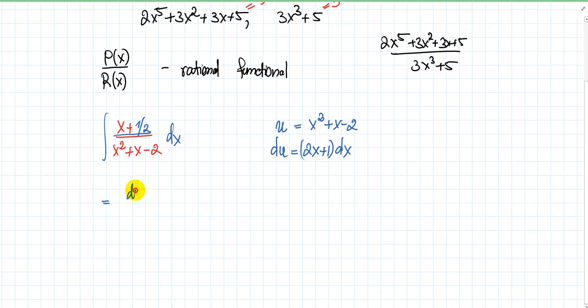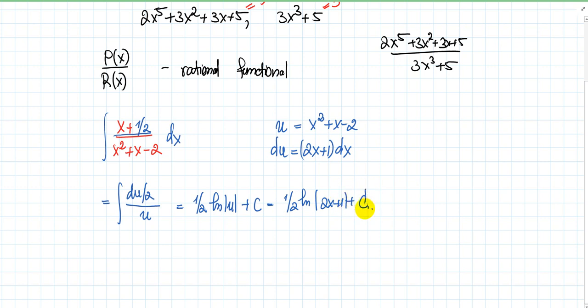So this is the half of du, right? So if you divide both sides of this equation by 2, you will have du over 2, and on this side you will have x plus 1 over 2 dx, right? So this is du over 2 divided by what? By u, and integration. So this will be 1 over 2 ln of u, right? Plus the constant, or 1 over 2 ln of x squared plus x minus 2 plus the constant.